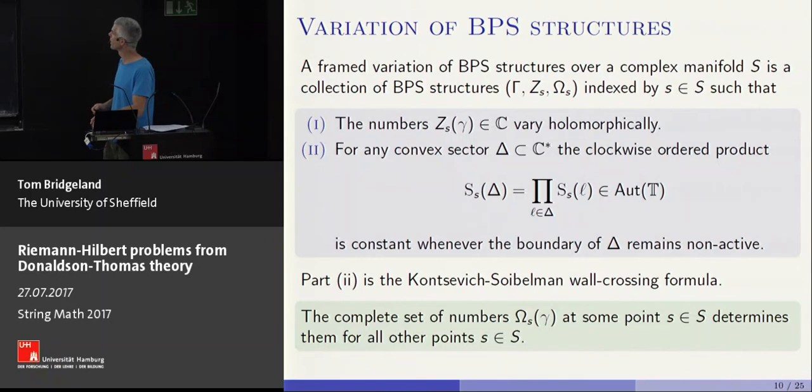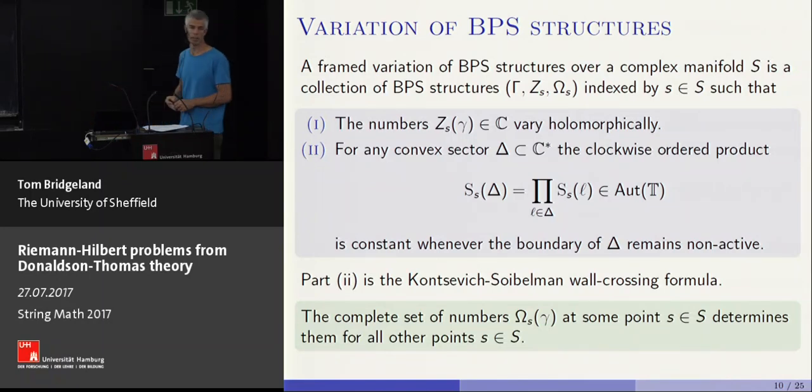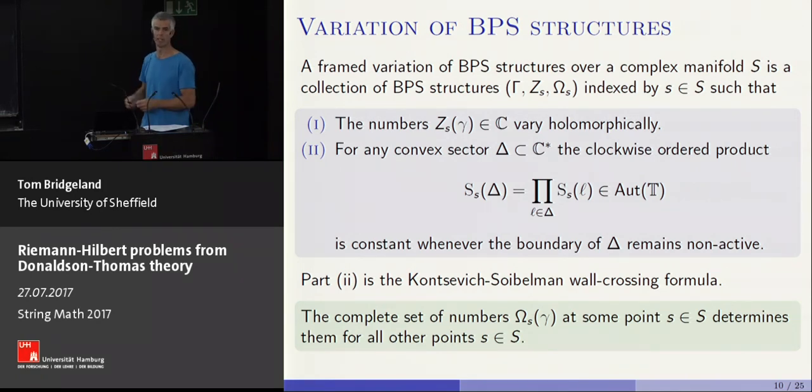And the thing that's not quite obvious, I mean, it's not difficult to prove, but it's not obvious, is that if you give me these numbers at some point of my manifold S, then this will determine the numbers at all other points. So it's kind of an amazing thing. So it just says that the BPS invariants at one point determine the BPS invariants at all other points.